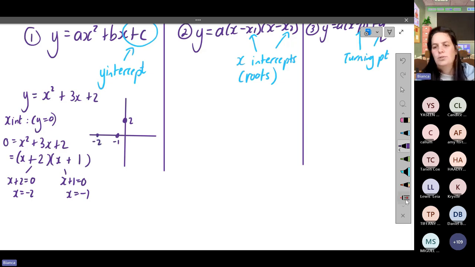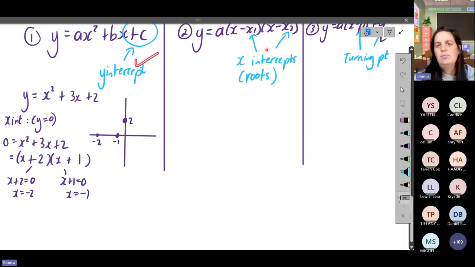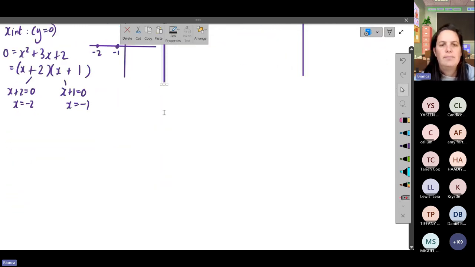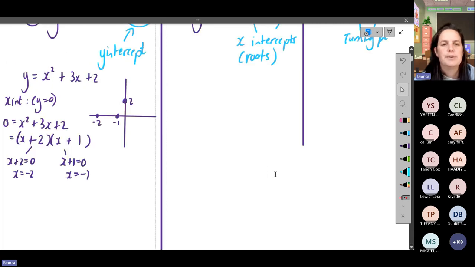So far we've plotted the y-intercept. We've plotted the x-intercepts. I still need to plot the turning point of the function. There are many, many ways to work out the turning points, three specifically. I'm trying to decide which way to do with you guys.